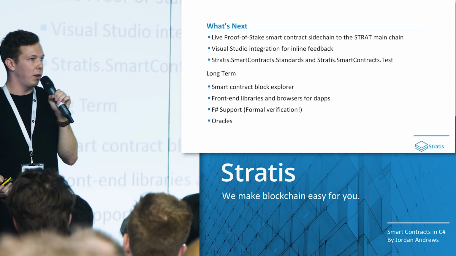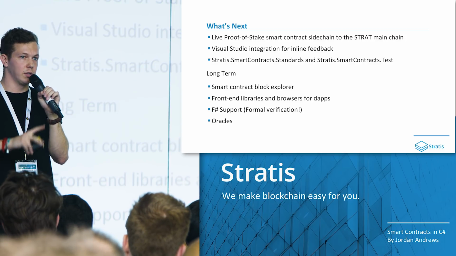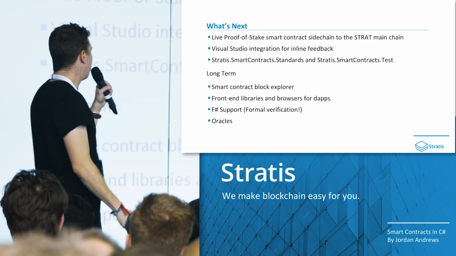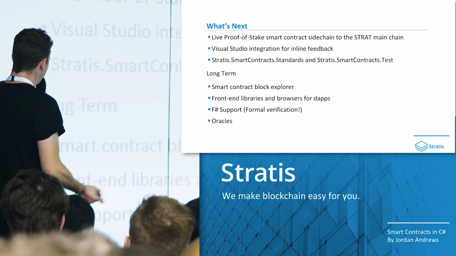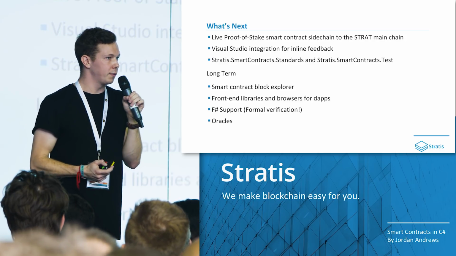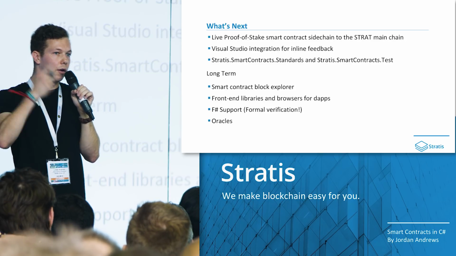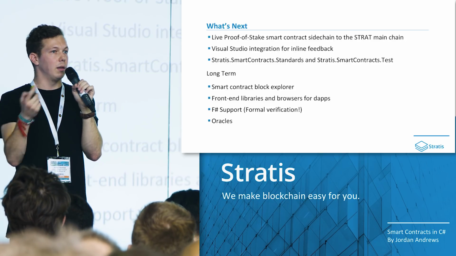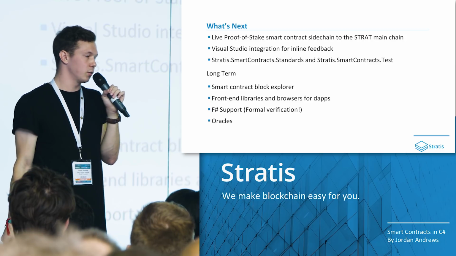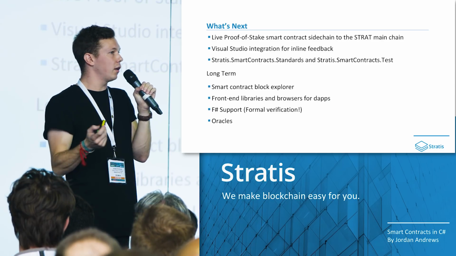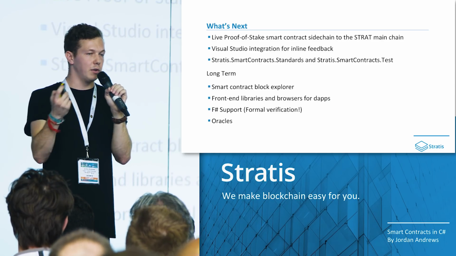We're expecting this to be available within the next 2 months, so sometime Q2 this year. In terms of what we're looking for long term, we're going to have a live proof-of-stake smart contract-enabled sidechain. So this will mean that your tokens that you currently own in Strat will be available to be used in terms of smart contracts as well. We'll also have a Visual Studio integration for inline feedback. So everything that you just saw that was a command line tool will also be available inside of Visual Studio instead.